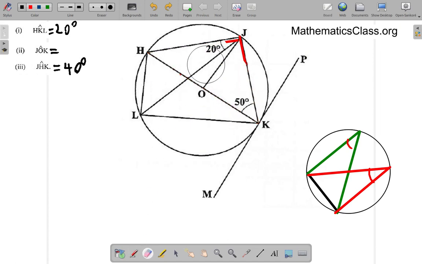So that's what happened. So this angle is 40 degrees. Alright. Now JOK. JOK is this angle. Here. This is center and this is J.